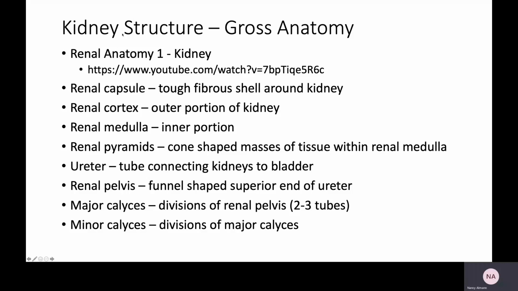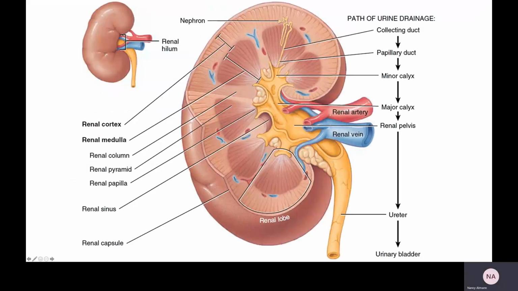The major calyces will drain into that, and minor calyces will merge to form major calyces. So those structures are going to drain urine into the renal pelvis. So here we have it.